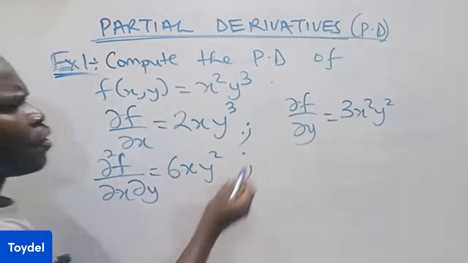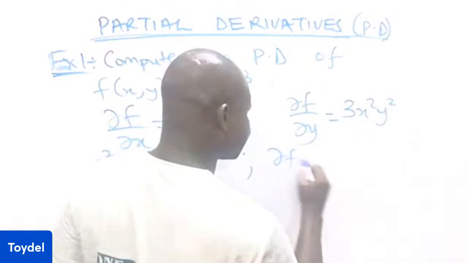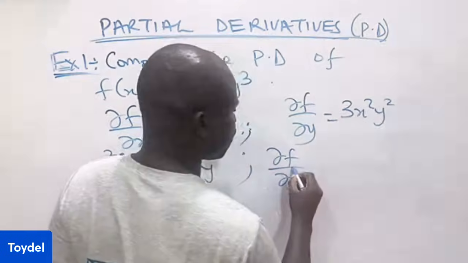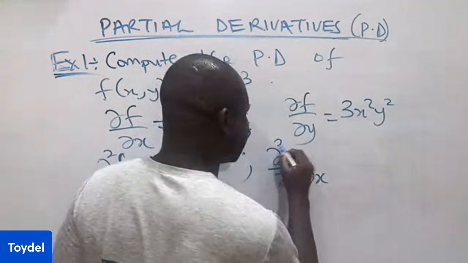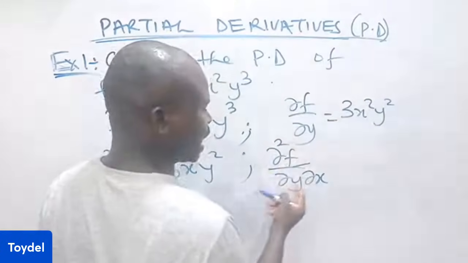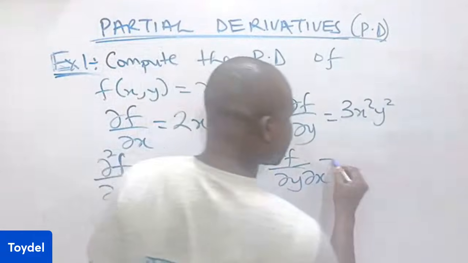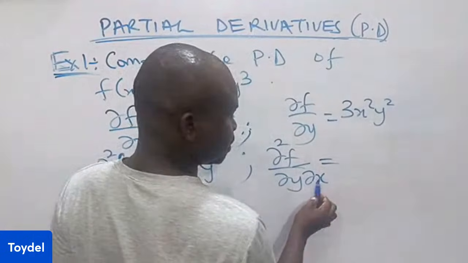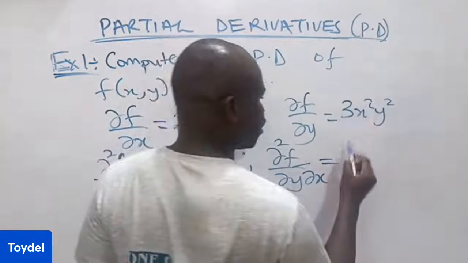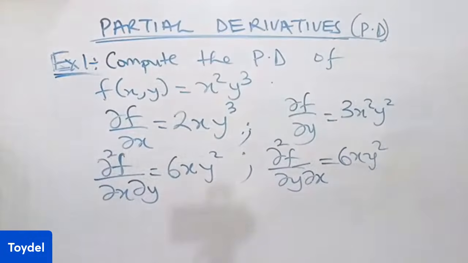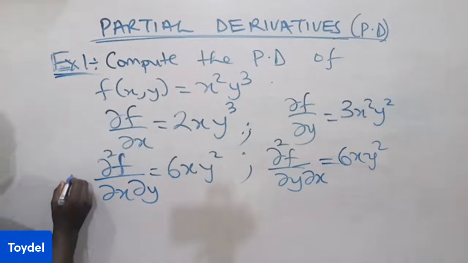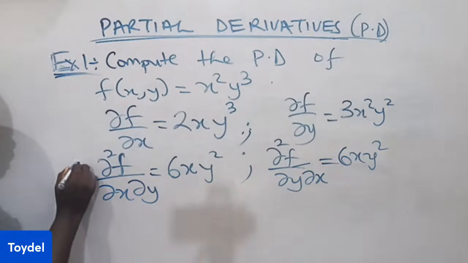Also, we have differentiated f partially with respect to y before. Then I can differentiate the result again with respect to x. That's now partial squared f over partial x partial y. And we are differentiating with respect to x now. That will be 6xy squared.